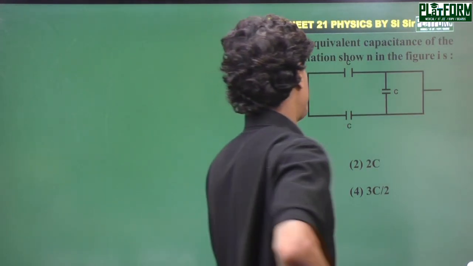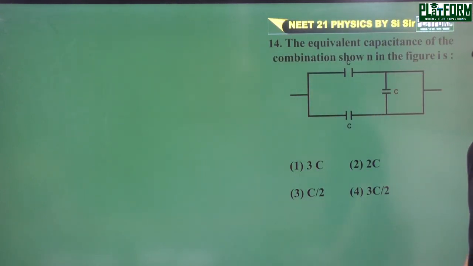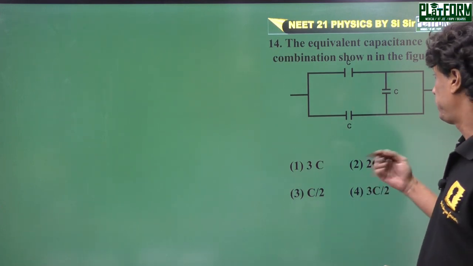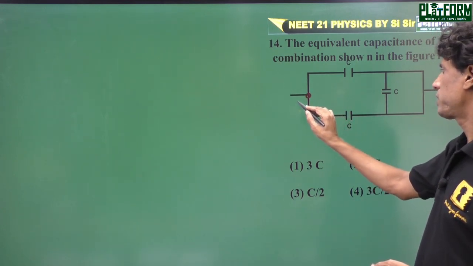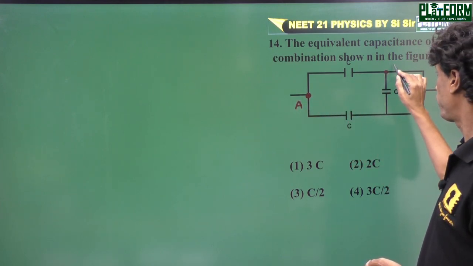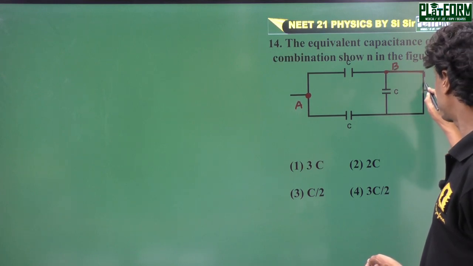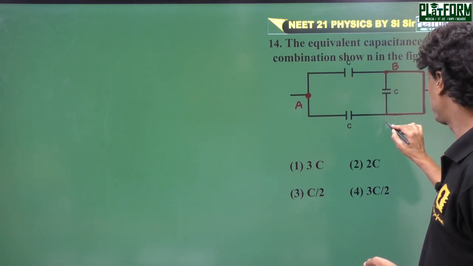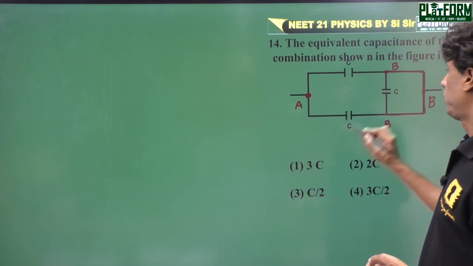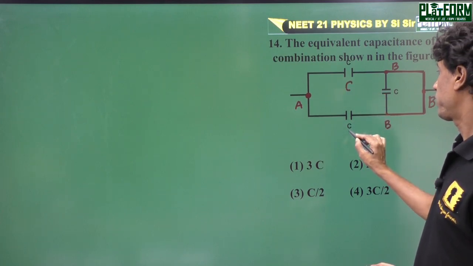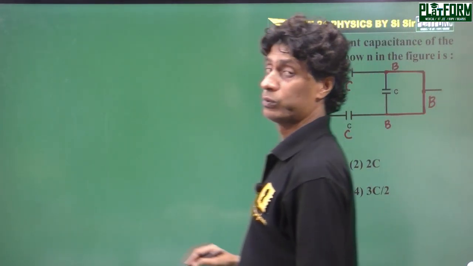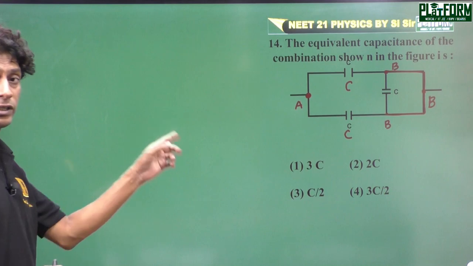Very simple question. You have to find out the equivalent capacitance of the combination in the figure. Let us say the node points are A and B. Since this node point is short circuited by a wire, it is B and it is B. Capacitance of this is C and capacitance of this is C. These two capacitances are connected at the common point B, and the other sides of the two capacitances are connected to the common point A.